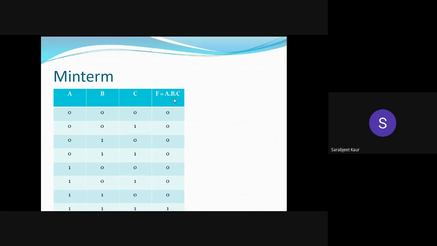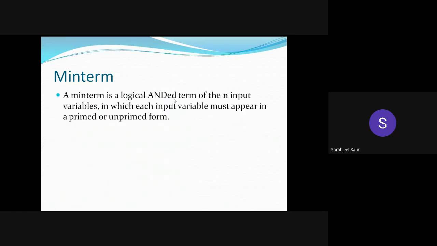So let us just go over the definition once again and see if you understand this. Please read with me. What is a min term? A min term is a logical ANDed term of n input variables. So if we had three, then 3 input variables, in which each input variable must appear, please see, in either the primed form or the unprimed form. Any problem so far? No, ma'am.